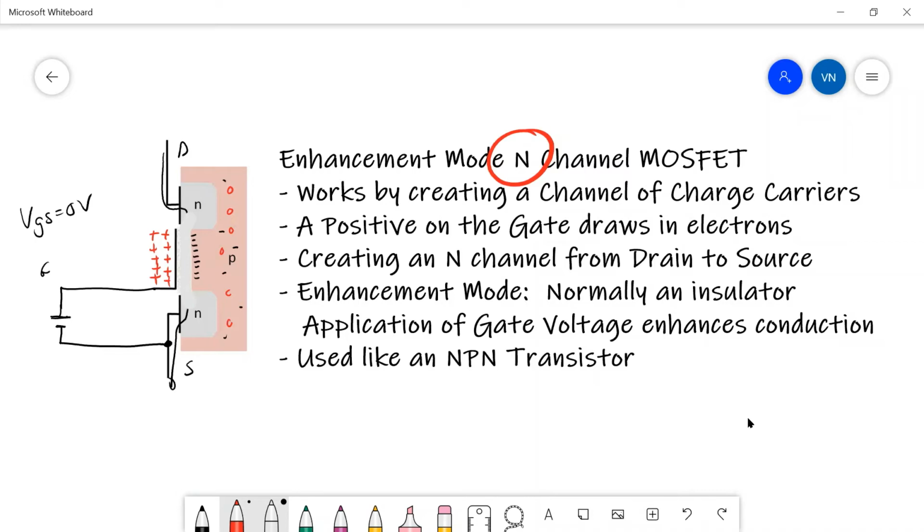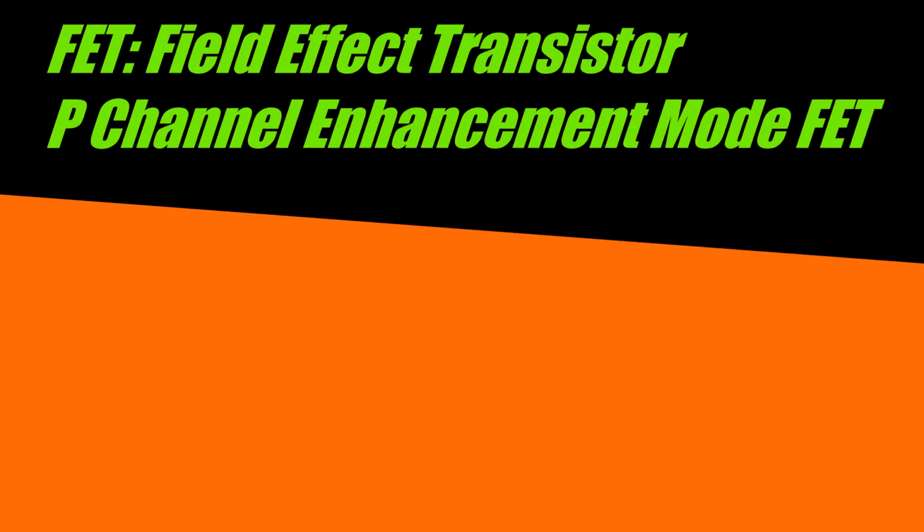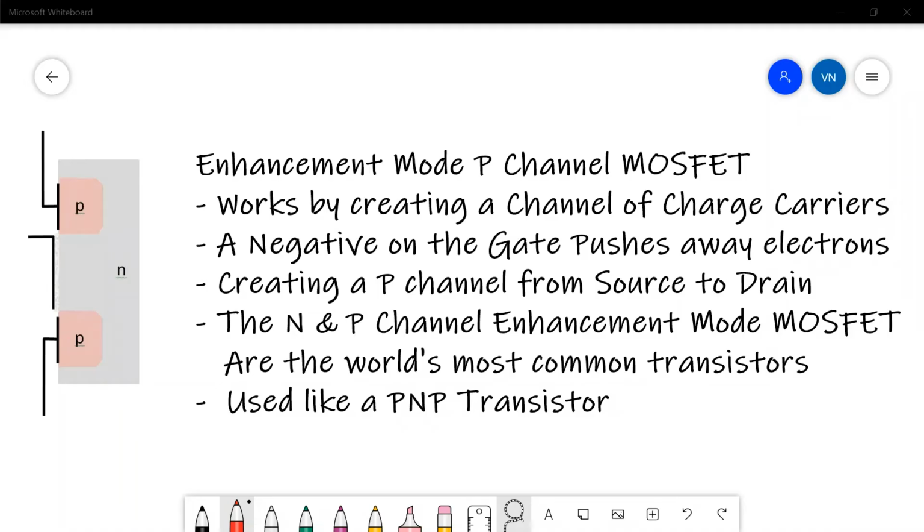Now, an N-channel MOSFET can be used essentially in the same types of circuit configurations that we use an NPN transistor. We can use it as an amplifier, and we can use it as a switch. When we talked about bipolar junction transistors, we learned that there were two basic types. There's a PNP and an NPN. Similarly, FETs have two basic types.